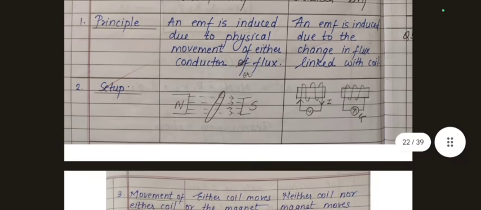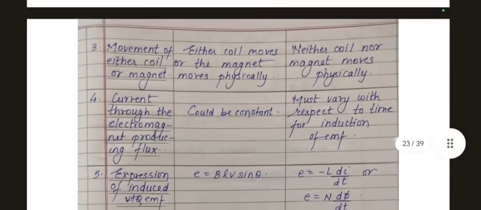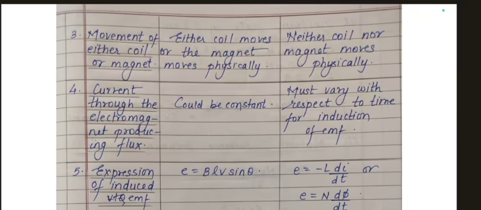The second point, you have to draw the diagram as a setup. Here you only show the north and south pole, and in between you show the conductor. As we have studied mutual inductance, it is there in this also. So just draw that diagram, where in one coil current is flowing and in the other coil EMF is induced because of the current in the first coil. This was the setup, and you can write more points, like about movement of either coil or magnet. In dynamically induced EMF, either the coil or the magnet moves physically, remember, and in statically induced EMF, neither coil nor magnet moves physically.